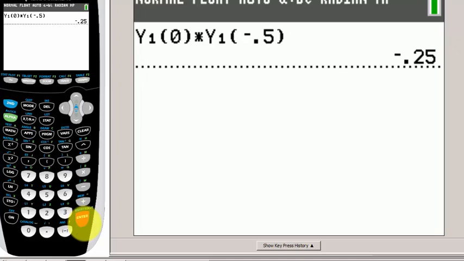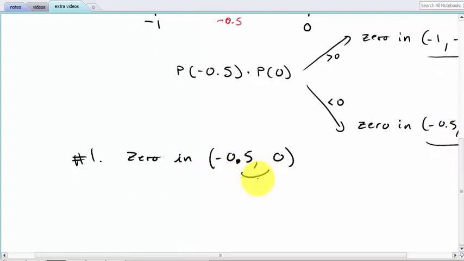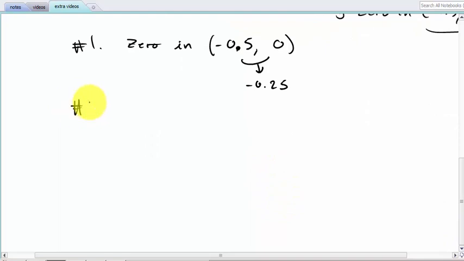And the sign is negative. The sign is negative. Therefore, my 0 is in between -0.5 and 0. What's the middle in here? -0.25, right? Okay, so step number 2.